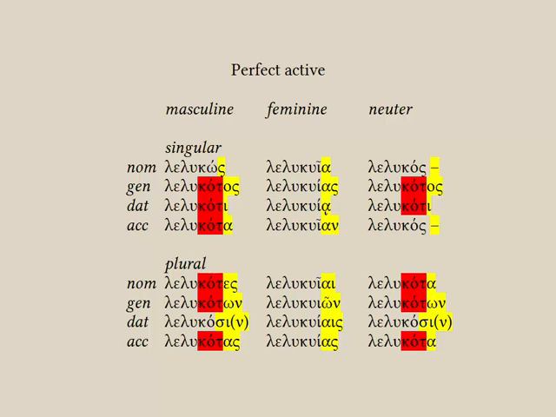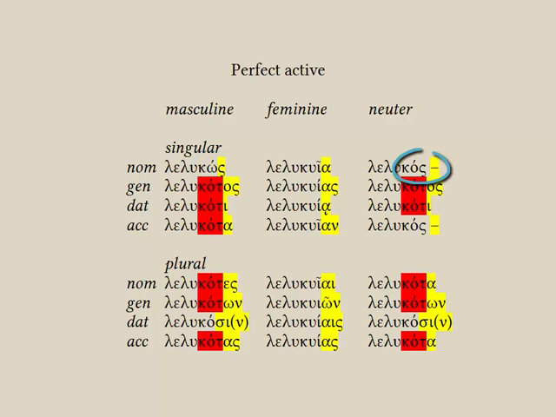Coming to the perfect active, we now have the stem formative omicron tau. The endings are 3-1-3, and most of them are clear. And once again, however, we see the nominative singulars in the masculine and the neuter call for attention. In this case, a sigma ending is used in the masculine, so the tau drops and the vowel lengthens.